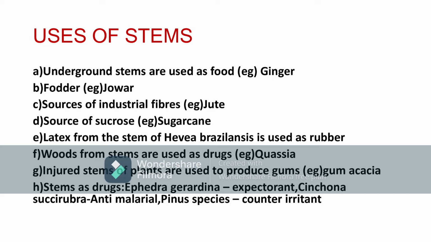Latex from the stem of Hevea brasiliensis is used as rubber. Woods from stems are used as drugs, example cassia, sandalwood. Injured stems of plants are used to produce gums, example gum acacia. And some of the following stems are used as drugs: Ephedra gerardiana as an expectorant, Cinchona succirubra as antimalarial, Pinus species as counter-irritant.